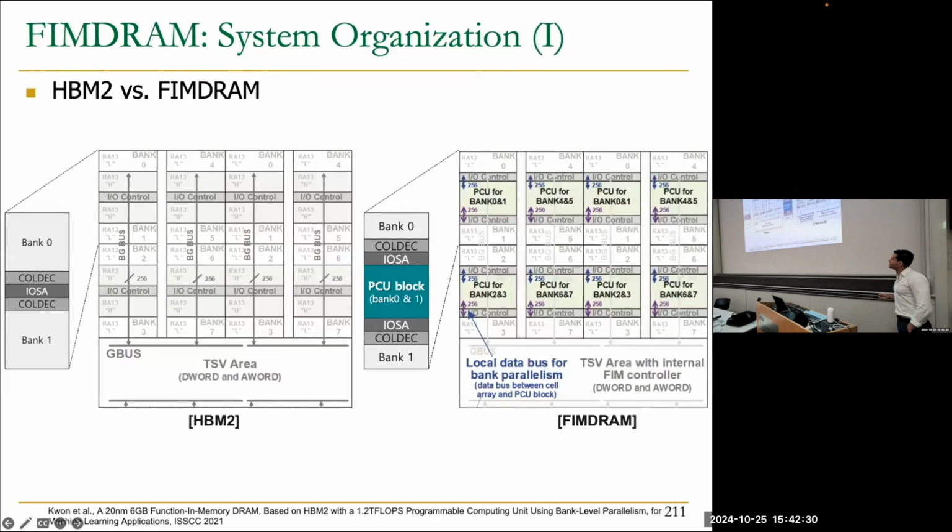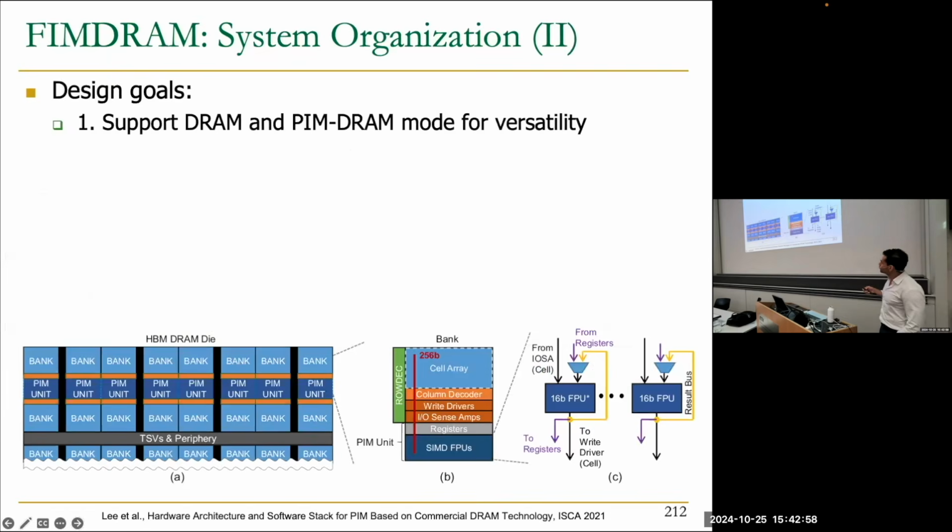So this is their organization of the FIMM-DRAM architecture. Here we have the organization of the regular memory die for HBM2, and here we have the die for the FIMM-DRAM architecture. What you're going to see that is different is that between every 2 DRAM banks, they have these PCU blocks, which is basically the core that's going to do the computation. And this core is going to be shared between neighboring DRAM banks.